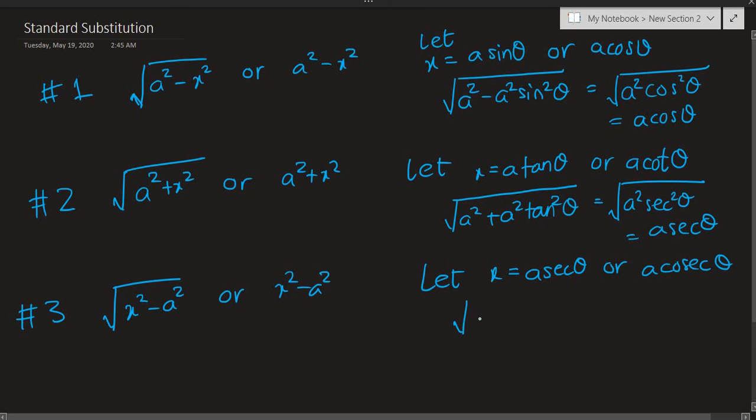Because again, if you plug that in, you'll have a squared secant squared theta minus a squared. Factorizing the a squared out, you'll have secant squared theta minus 1, which is nothing but tangent squared theta. So a squared times tangent squared theta, which finally turns out to be a times the tangent of theta. Same thing with the cosecant of theta. You'll end up with a times a cotangent of theta.